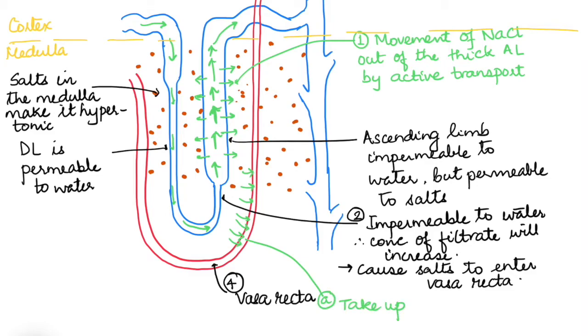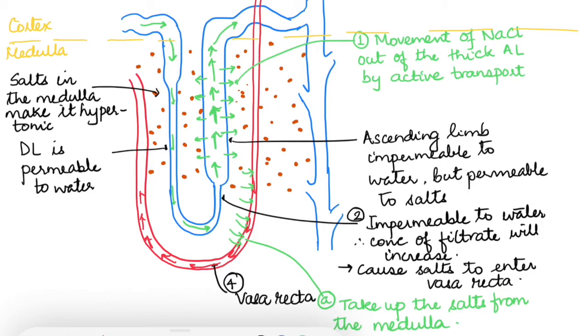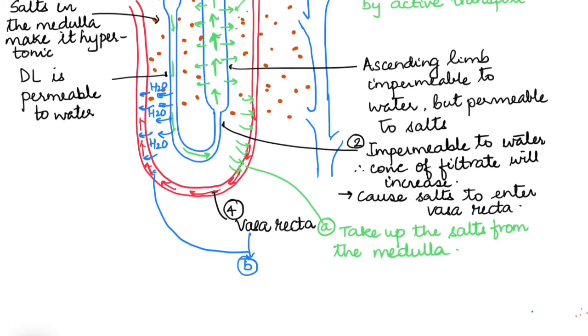So, the vasa recta near the ascending limb, when it starts to take up the salt from the medulla, the blood becomes hypertonic. As the blood in this vasa recta moves to the descending limb, it starts to take up water from there. This happens because the descending limb is permeable to water, and according to the first point, what we said, there is a hypertonic medullary environment that is created. So, this hypertonic environment allows the water from the descending limb to move into the medulla.